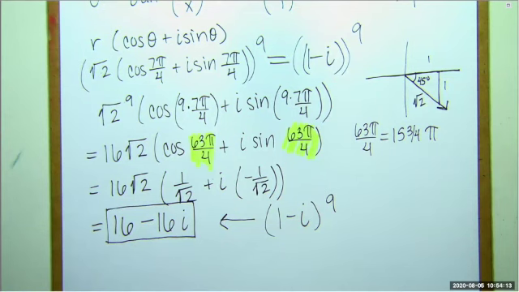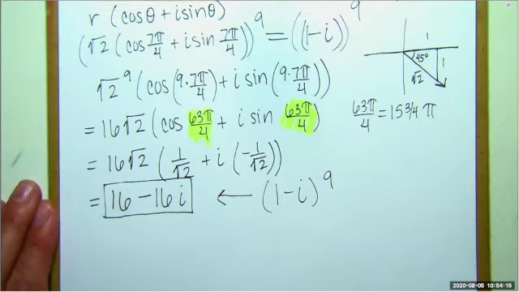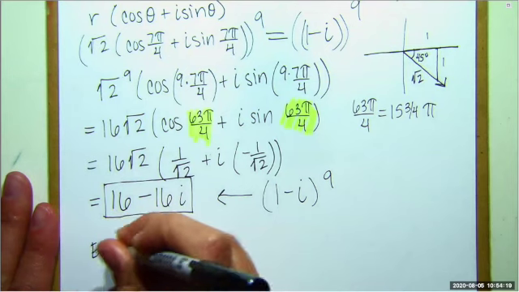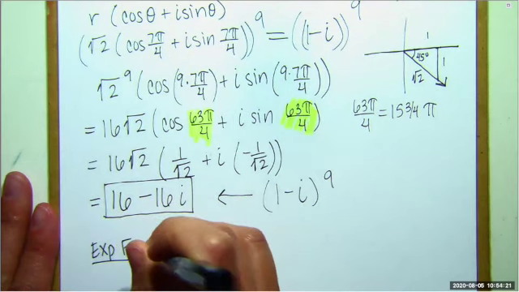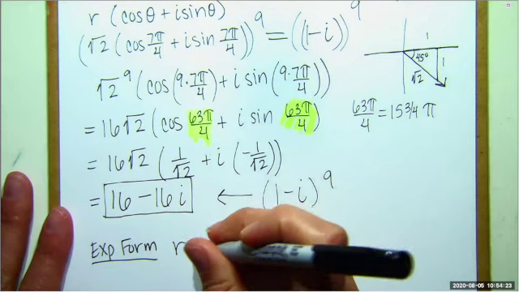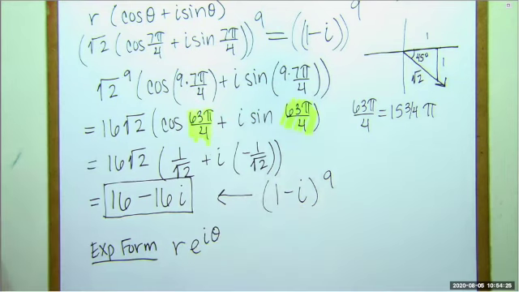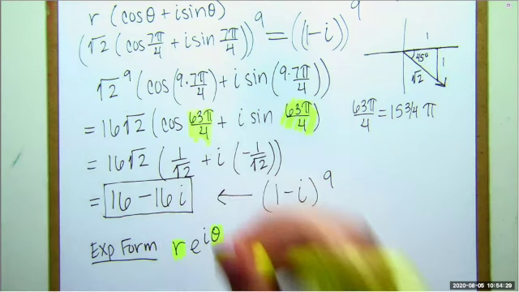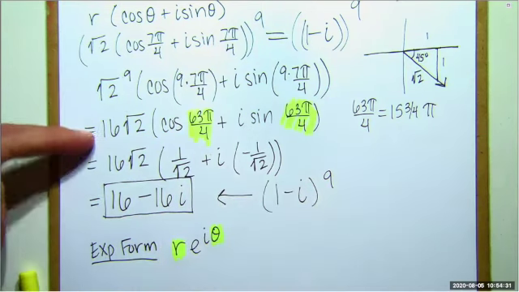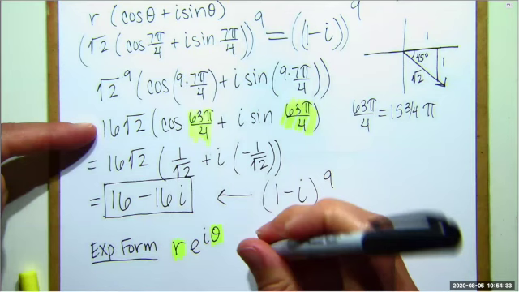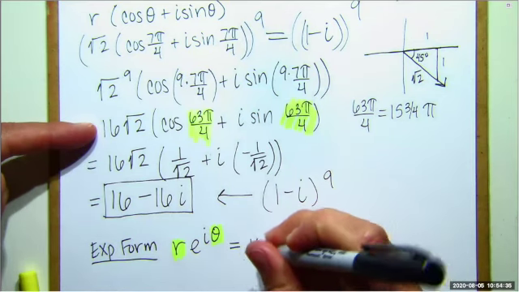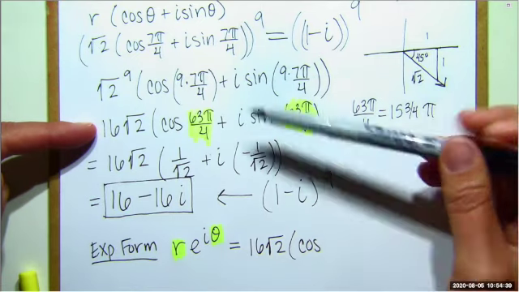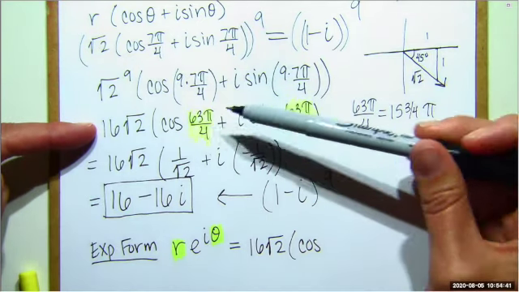Now this problem didn't ask us to put it in exponential form, but let's just say we were asked to do this in exponential form. So let's just bonus here. If we put something in exponential form, that's r e to the i theta, and we want to fill in r and fill in theta, we would pull these off of this polar form here. So off of this polar form, r was 16 root 2. And theta, we need to make sure we use theta that's between 0 and 2 pi.